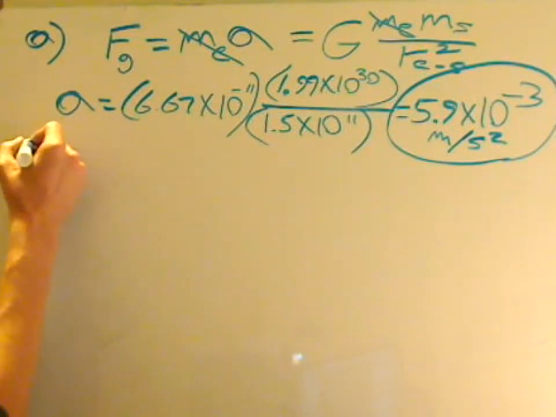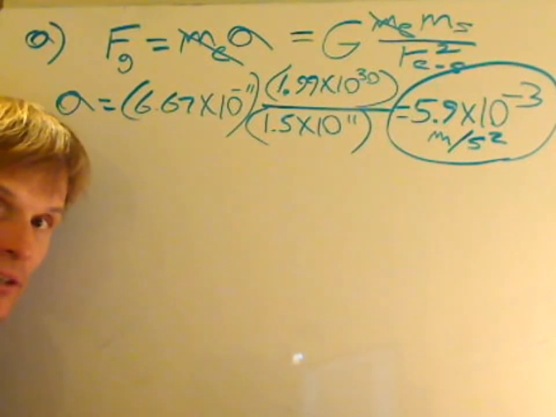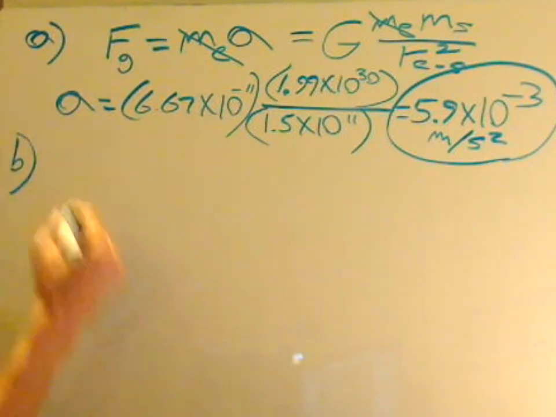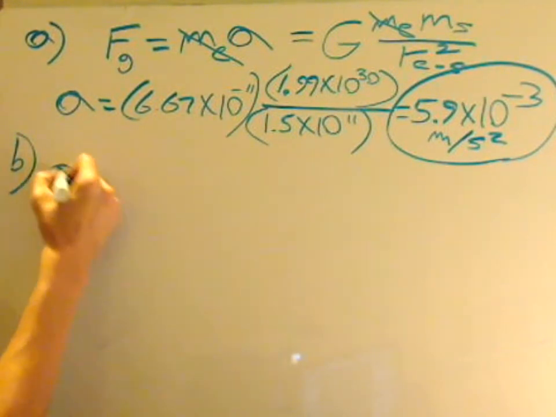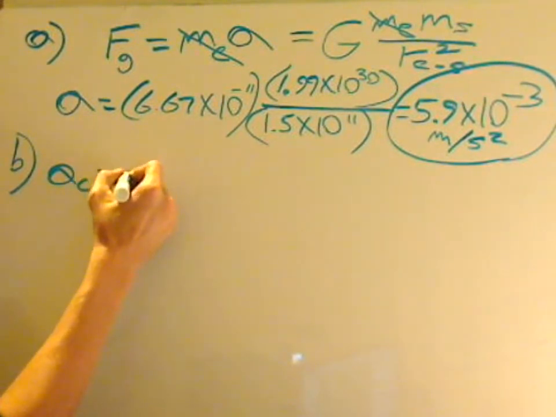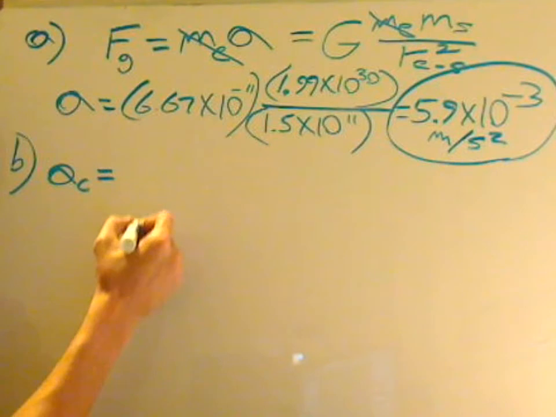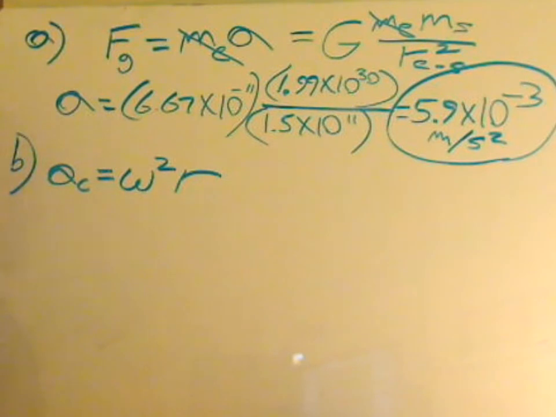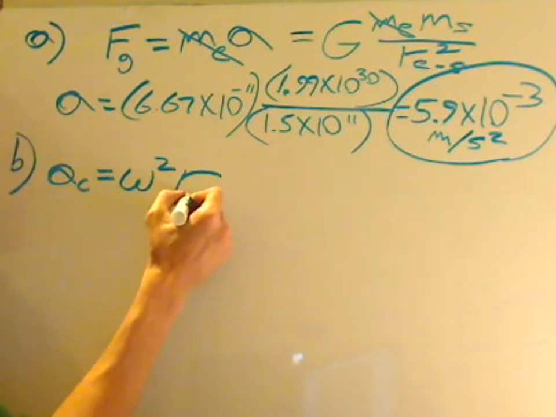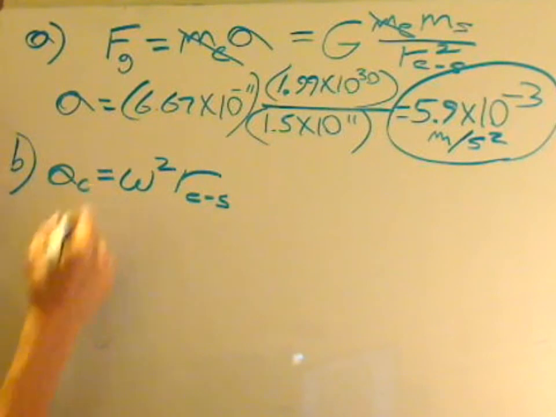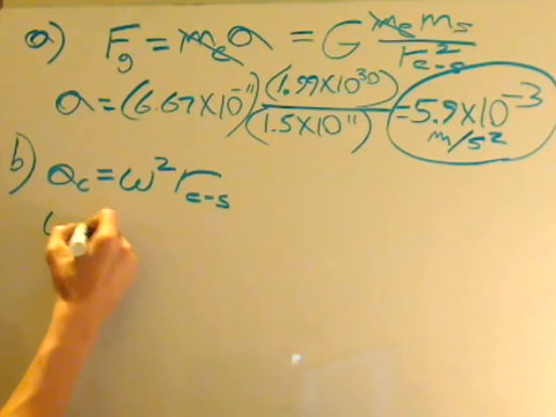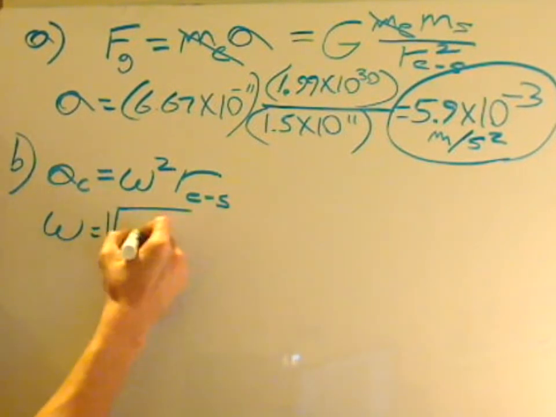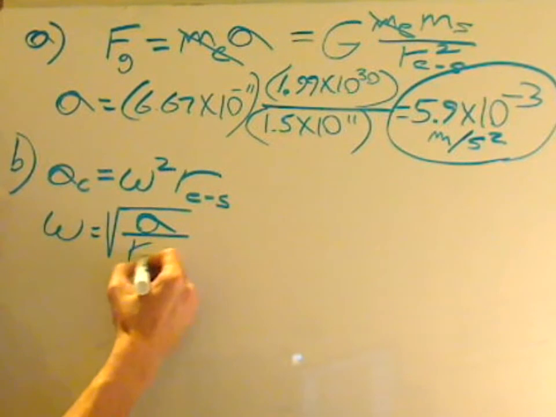And then in part B, we want to use that centripetal acceleration to calculate the Earth's angular velocity. Okay, the relationship between centripetal acceleration and angular velocity is omega squared times r, where r is the Earth-Sun distance here, and there's our centripetal acceleration that we calculated in part A. So the angular velocity is then the square root of the acceleration divided by the Earth-Sun distance.